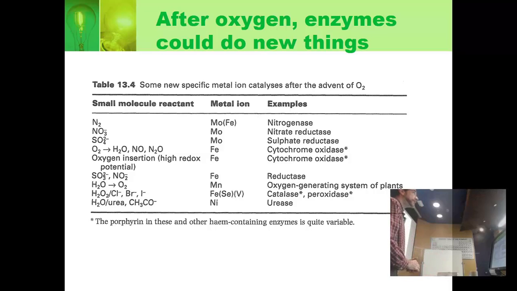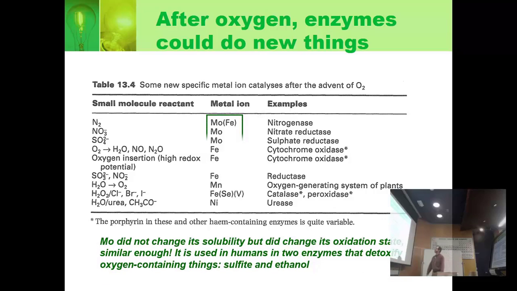So after you had oxygen, you could have enzymes doing all sorts of cool new things. We have evidence for these enzymes being invented after oxygen, so 3.0 billion years ago or later. And again, this was written by RJP Williams 10 years before they came out with the data. But this is what the data shows. You could do these new things.